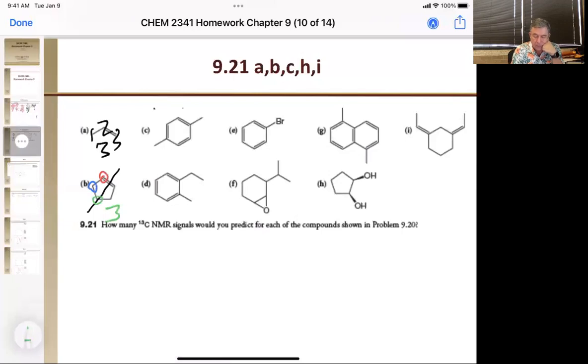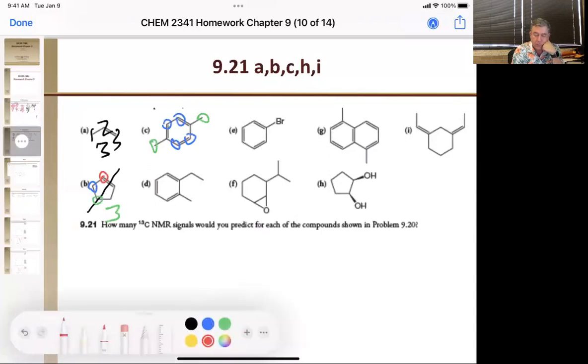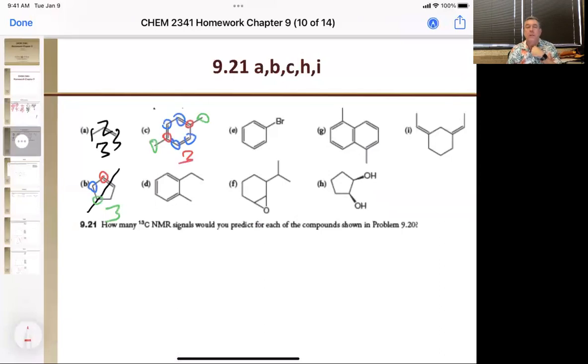Okay, so let's see, these 2 methyl groups are going to be a signal here. On C, these 4 are all equivalent. Okay, but we still have one more. We've got to remember we're doing carbon NMR. So we have 3 signals for carbon NMR because of symmetry. Okay, I think we're going to break that symmetry down here in the next one.